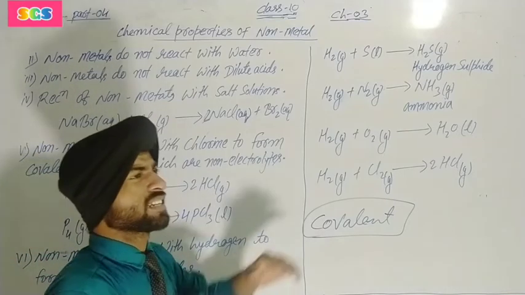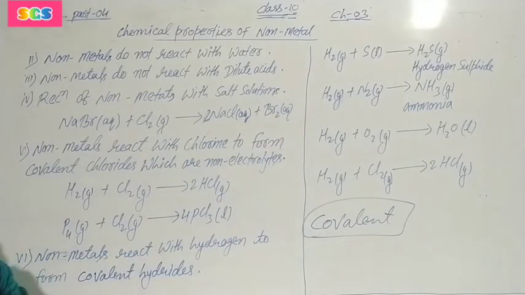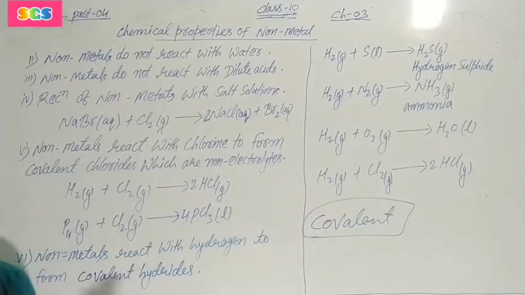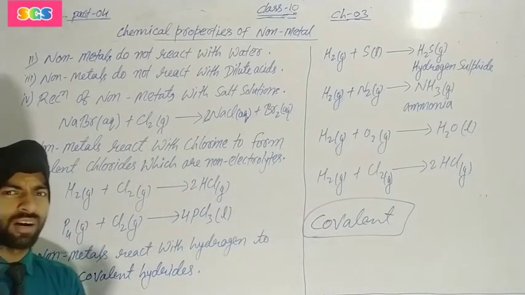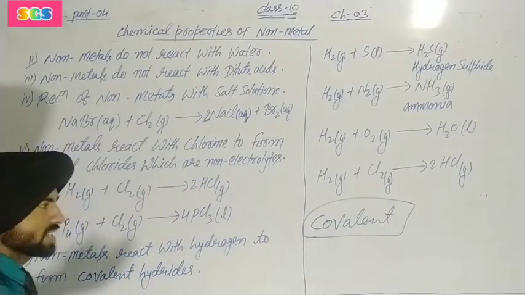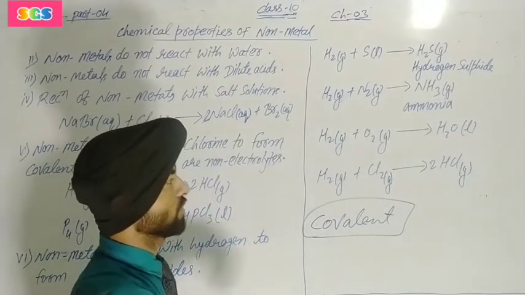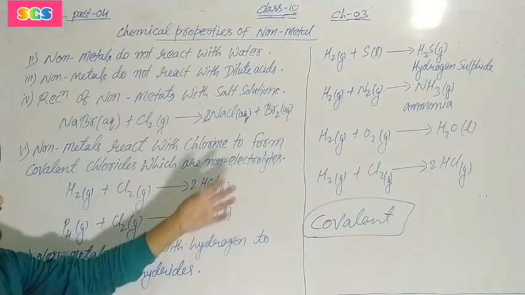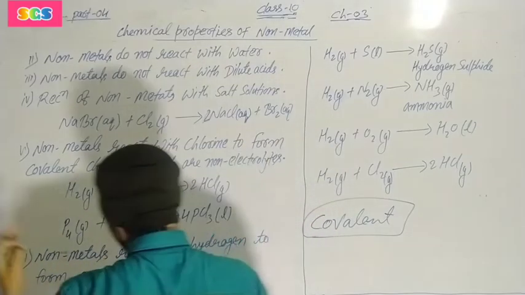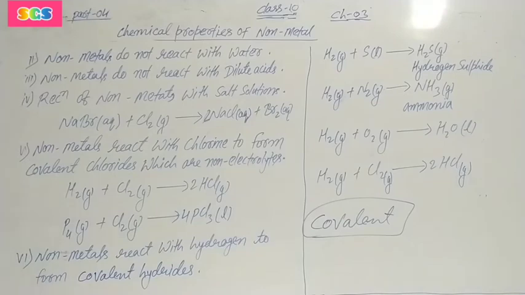Another reaction: nitrogen reacts with hydrogen, it will form what? Nitrogen hydride. It means it will form ammonia, NH3. After that, oxygen may react with hydrogen to form hydrogen oxide, that is water. Chlorine may react with hydrogen to form hydrogen chloride. HCl, H2O, NH3, H2S, these are the covalent hydrides of nonmetals.